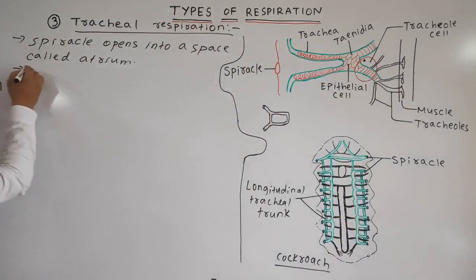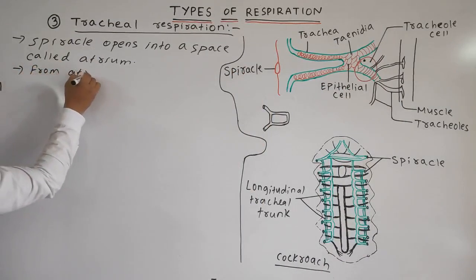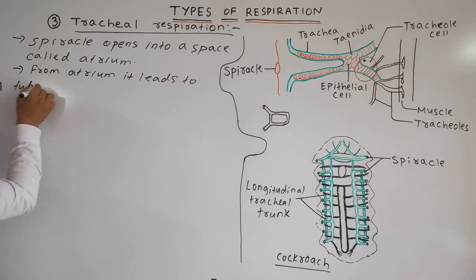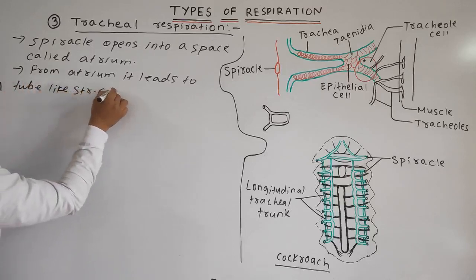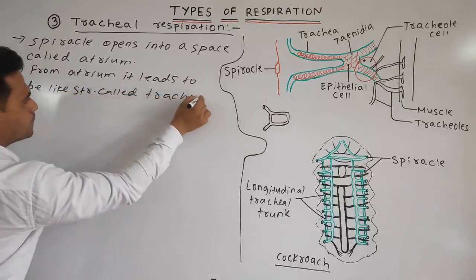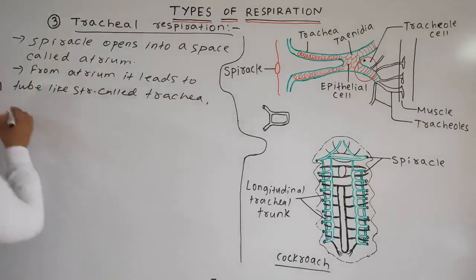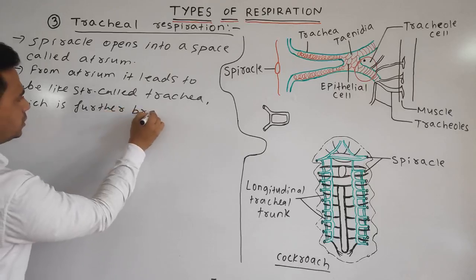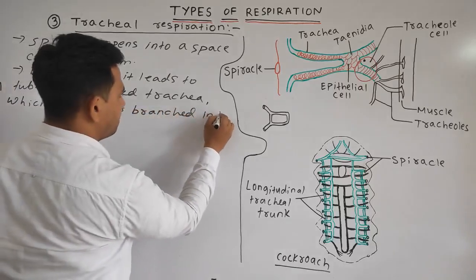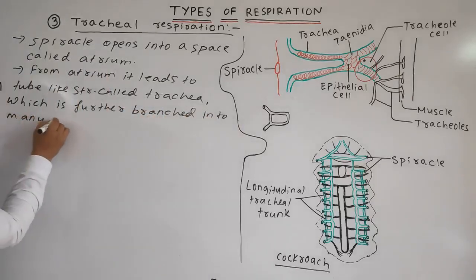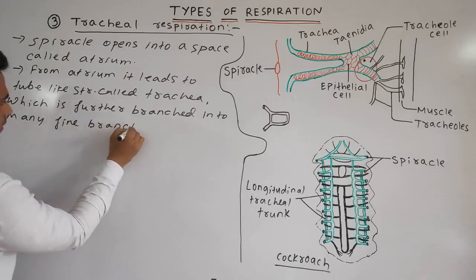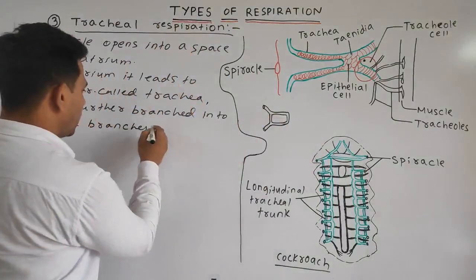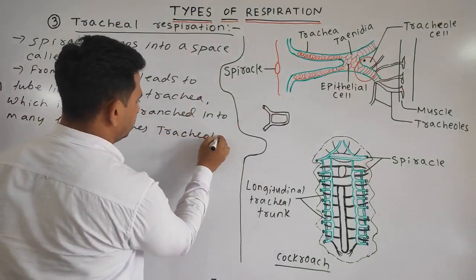So we can write: from atrium it leads to a tube-like structure called trachea, which is further branched into many fine branches called tracheoles.